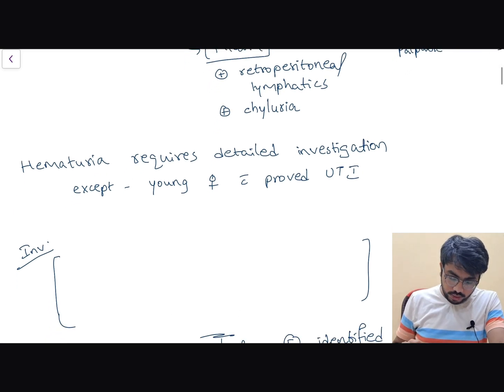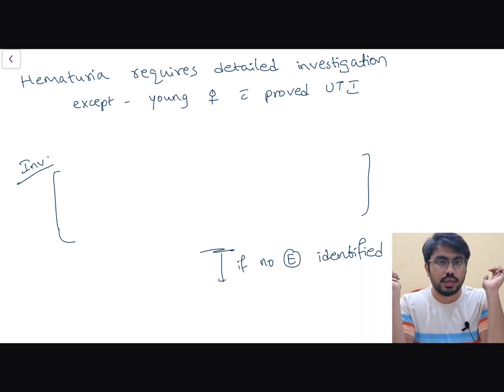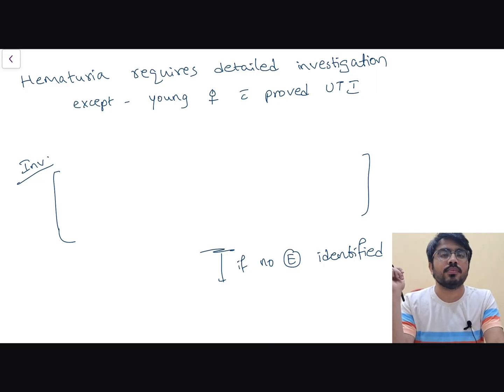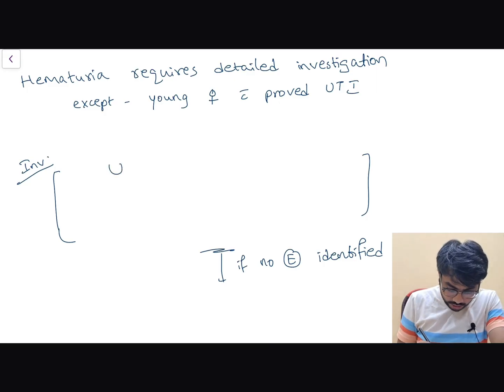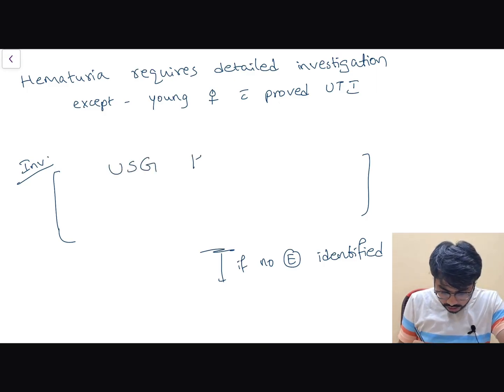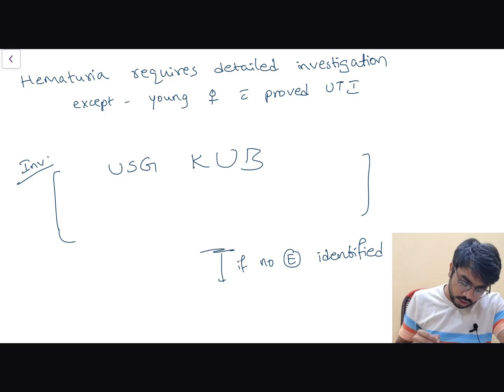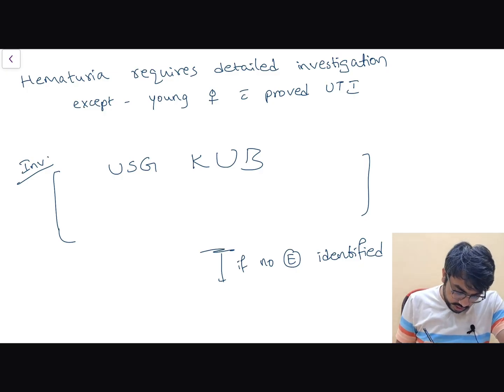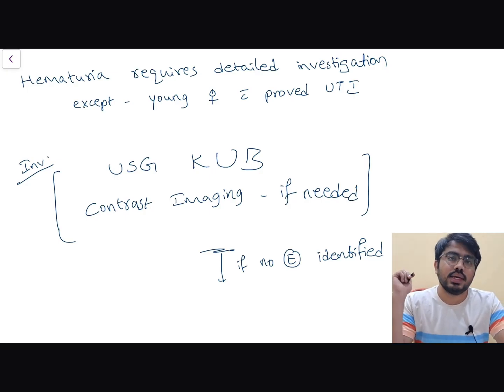Okay. Now, whatever may be the cause, first I have to investigate for the cause of this hematuria. So what is the first and basic investigation I have to do? Yes, you are correct. I have to get an ultrasound. Ultrasound of what? Kidney, ureter, bladder. Ultrasound KUB I have to get. If needed, I am going to perform some contrast imaging also, like CECT. But the basic and first investigation to be done is ultrasound of the kidney, ureter, bladder.